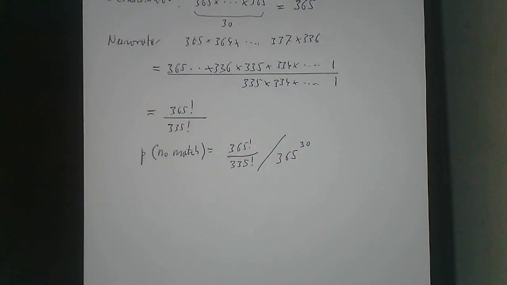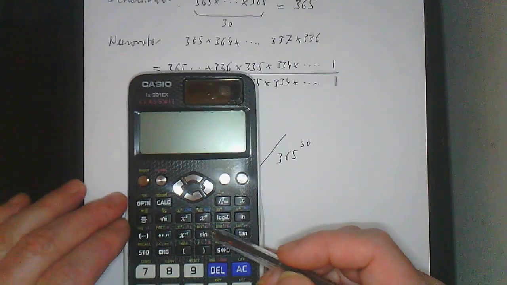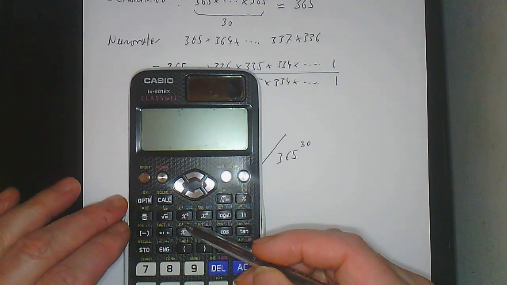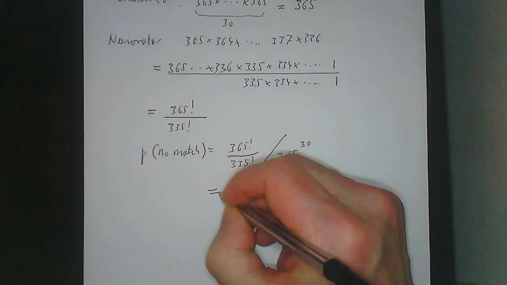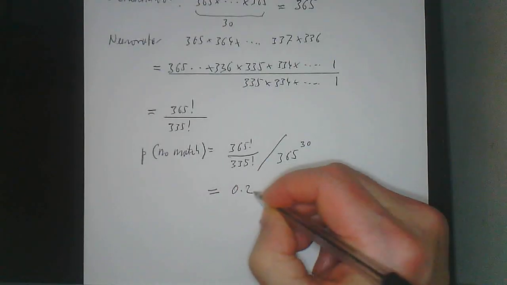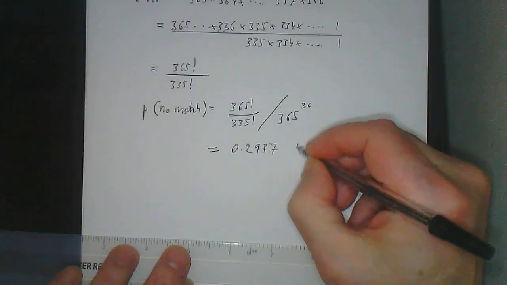Now, in school calculators, even though there is a factorial button somewhere, the numbers are too big for the calculator. However, the calculator on any computer is fine if you just go to the scientific mode. There's a factorial button there, and that will go in quite easily. And if you put it in, you end up with 0.2937, to 4 decimal places.